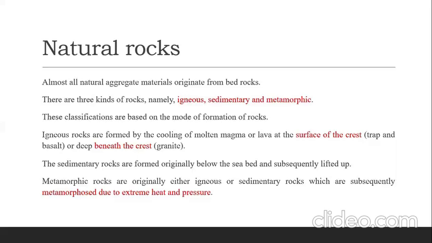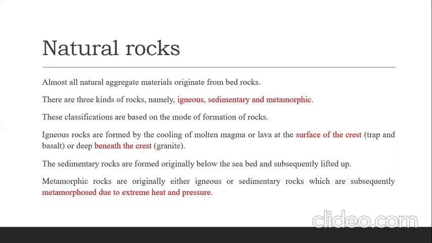Igneous rocks are formed with the help of molten magma or lava, which is coming from the Earth's core to the Earth's surface. Generally, these types of rocks will be seen in the areas which have a higher number of volcanoes.